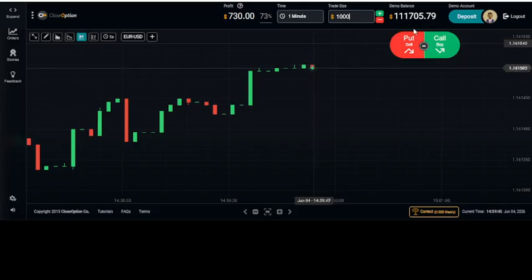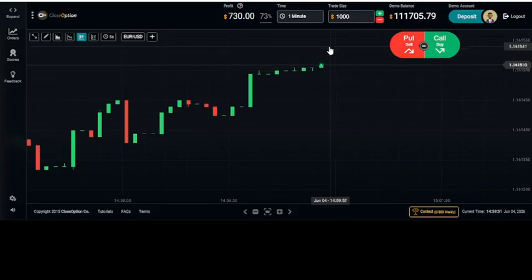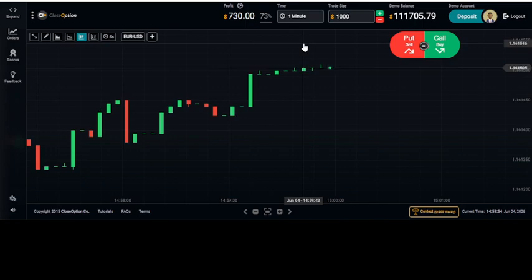The whole idea also is you don't want to trade huge amounts. You want to grow your account. In order to grow your account on any binary options trading platform, you need to be winning 2 out of every 3 trades in general. So 66% win rate you need.